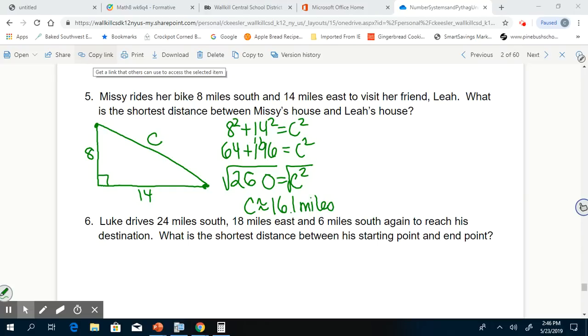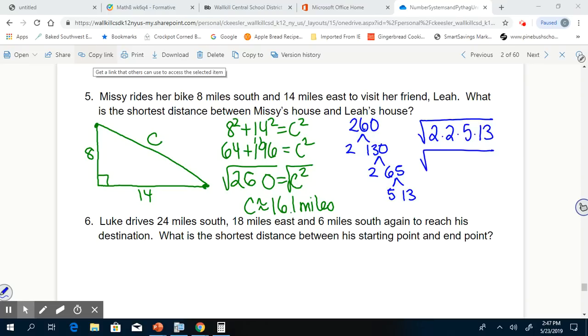But we could also put this in simplest radical form, or at least try. So we have 260, breaking that down, that would be 2 and 130. 130 would be 2 and 65. 65 is 5 and 13. So we have square root 2 times 5 times 13. 2 and 2 make a perfect square of 4. 5 and 13 make the 65. Square root of 4 is 2, and we leave the 65. So the most exact amount of miles would be the 2 radical 65.